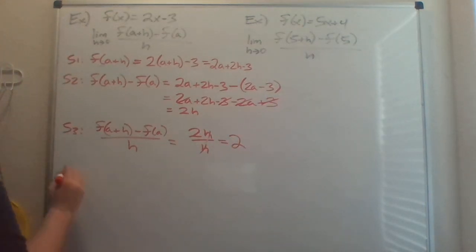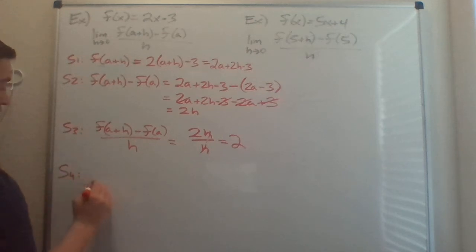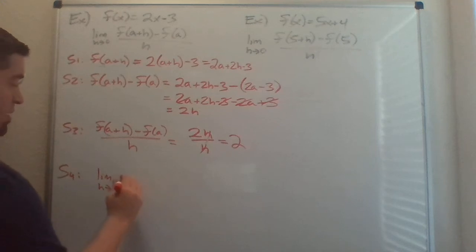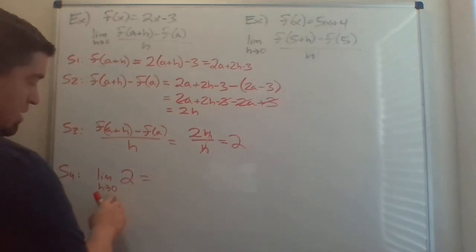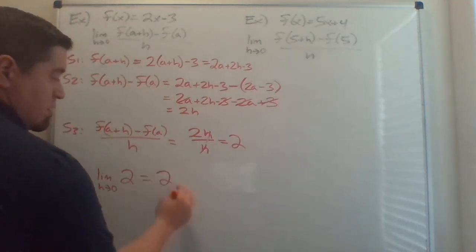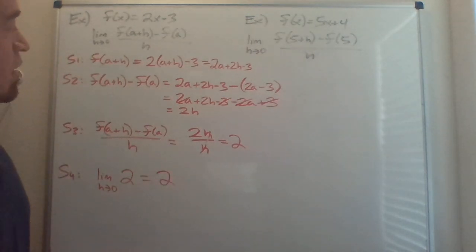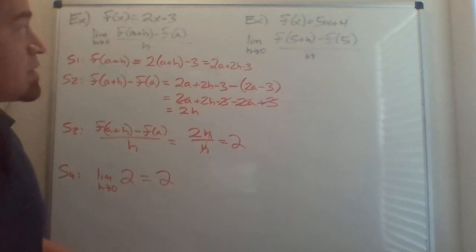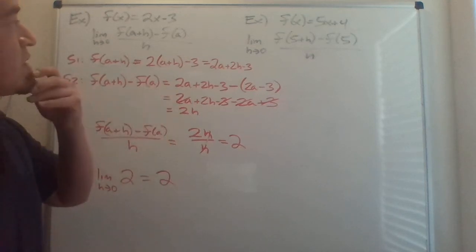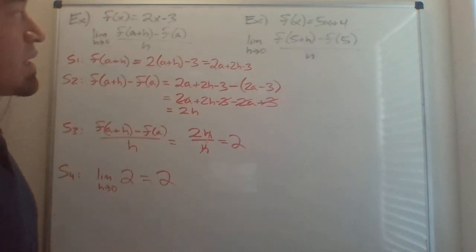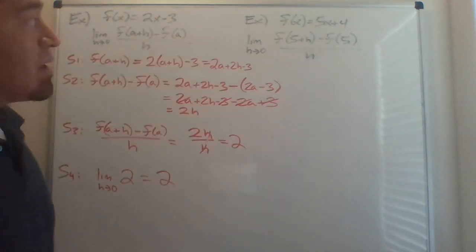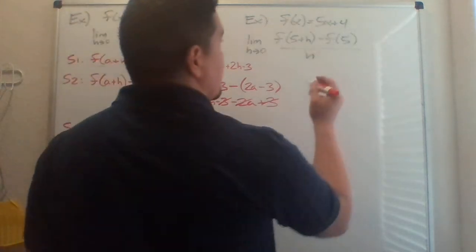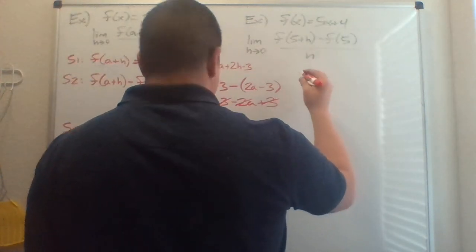Step 4 is find the limit as h approaches 0 of 2. Well, by one of our properties, it's a constant, so the limit as h approaches 0 of 2 is just going to be 2. So that's how you take the steps. Now, this one will be pretty much the same, but now instead of a, you have a number, 5. Okay? So you can see them either way, but we're going to take the same steps.